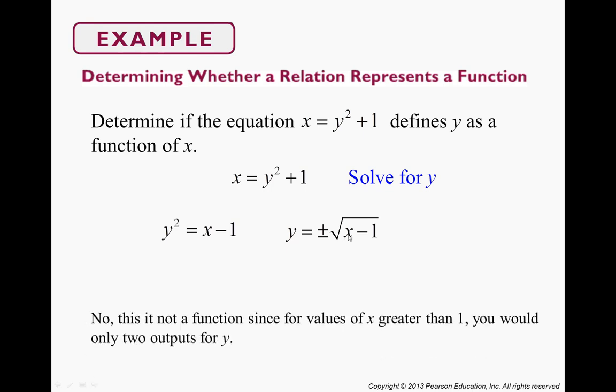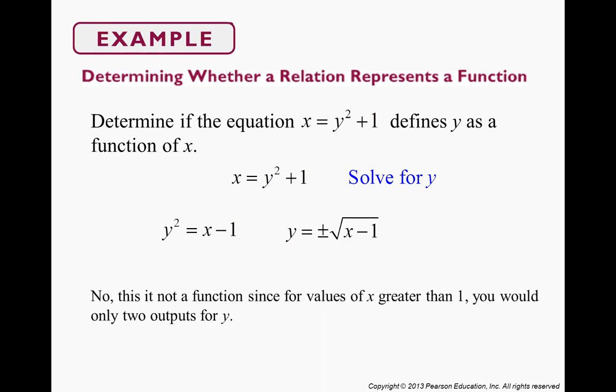Because I have a positive answer and a negative answer for the same x value, this is not a function. If I plugged in 2, 2 minus 1 is 1, the square root of 1 is 1, and then I would have to say the answer is +1 and -1. So for the input of 2, my output is +1 and -1, so definitely not a function.